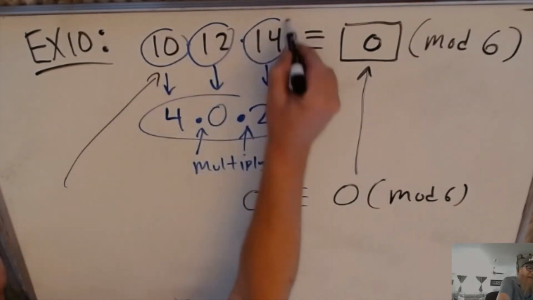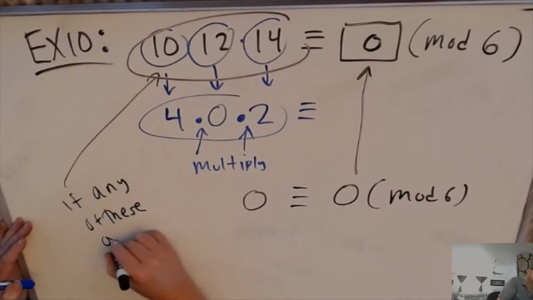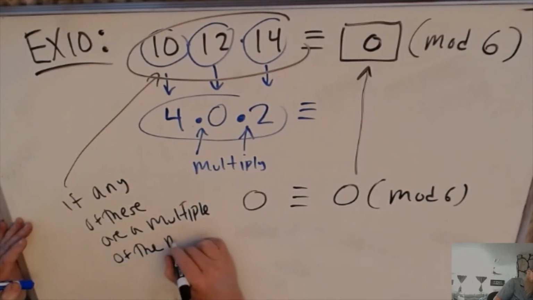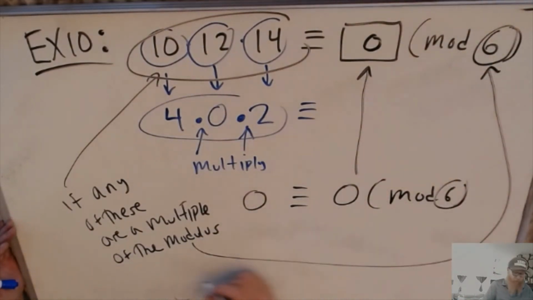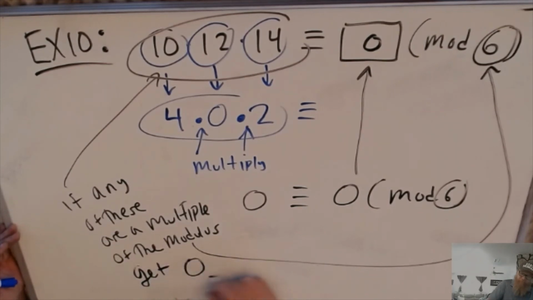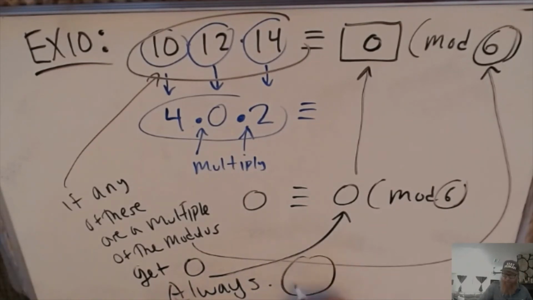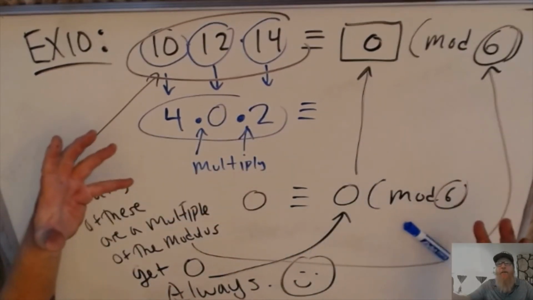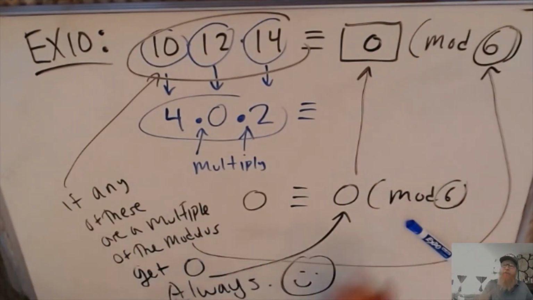If any of these numbers are a multiple of the modulus, you will always get 0. All right? So that saves you a little bit of time. So if you see a big problem with lots of numbers, look to see if any of those numbers are a multiple of the modulus, and then you will automatically be able to calculate the value.